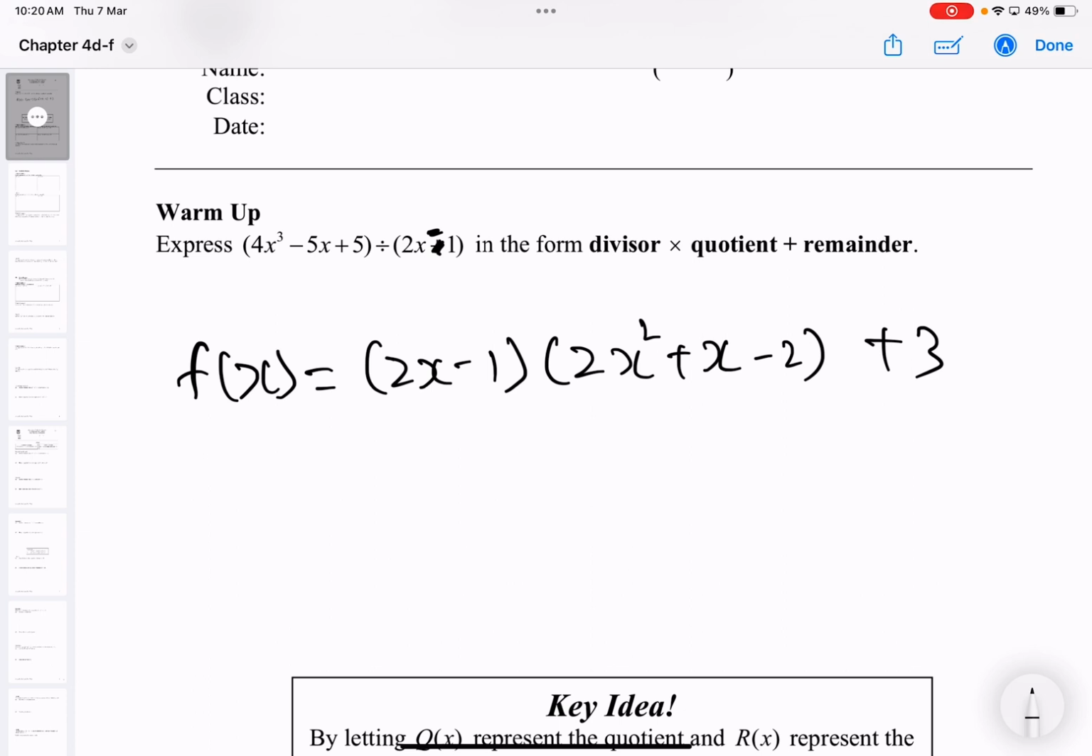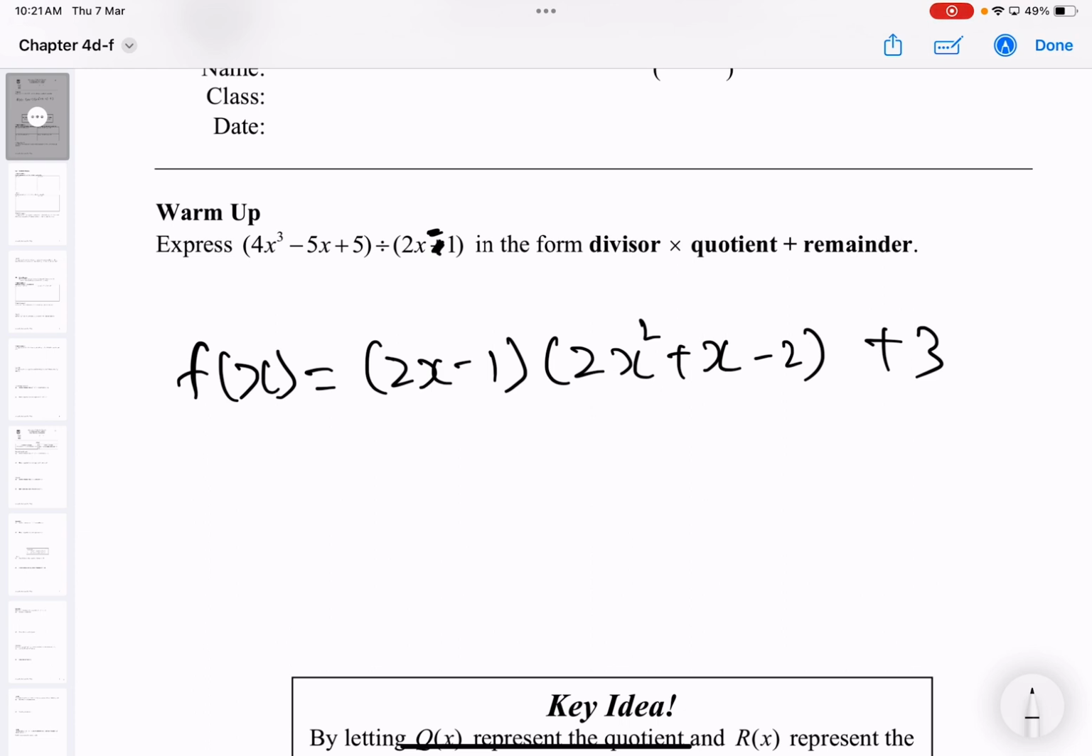The next part that we're going to do is the remainder theorem and factor theorem. You need to be able to understand how I got to this form. What is f(x) again? f(x) is your dividend. It is your original function that hasn't been divided by anything. The divisor is this 2x minus 1. So we know that the original dividend is equal to the divisor multiplied by the quotient plus the remainder. It is exactly in this form.